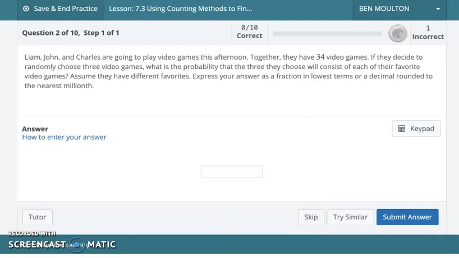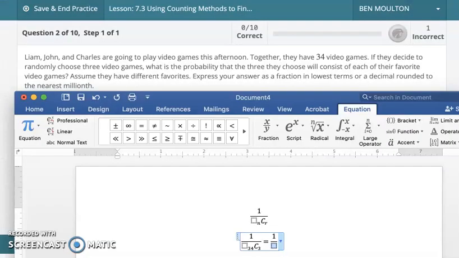Now this problem is going to involve some probability. Well, they all will, but this one involves a combination within the probability. Let's take a look. Liam, John, and Charles are going to play video games this afternoon. Together they have 34 video games. If they decide to randomly choose 3 video games, what is the probability that the 3 they choose consist of each of their favorite video games? Assuming they have different favorites, express your answer as a fraction in lowest terms or decimal rounded to the nearest million. I went in and set this up.